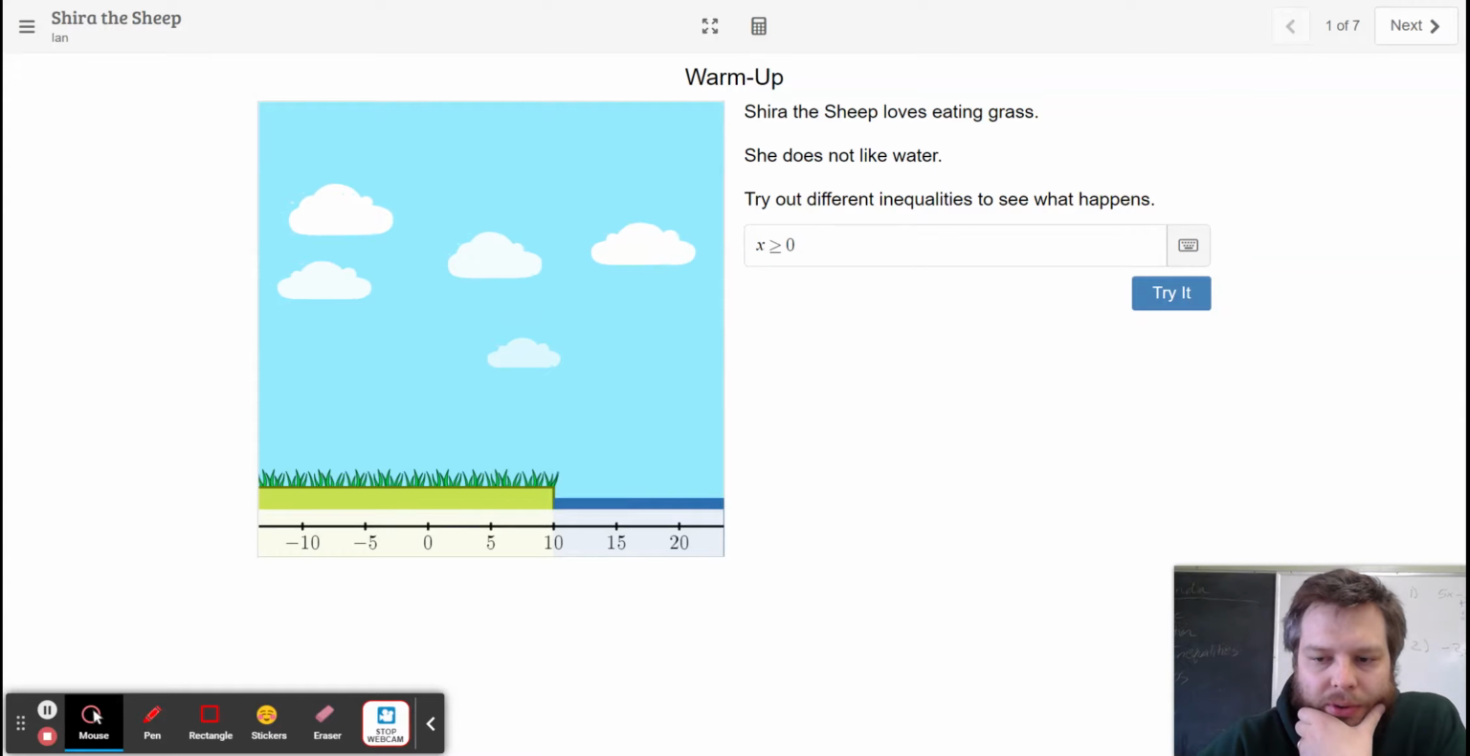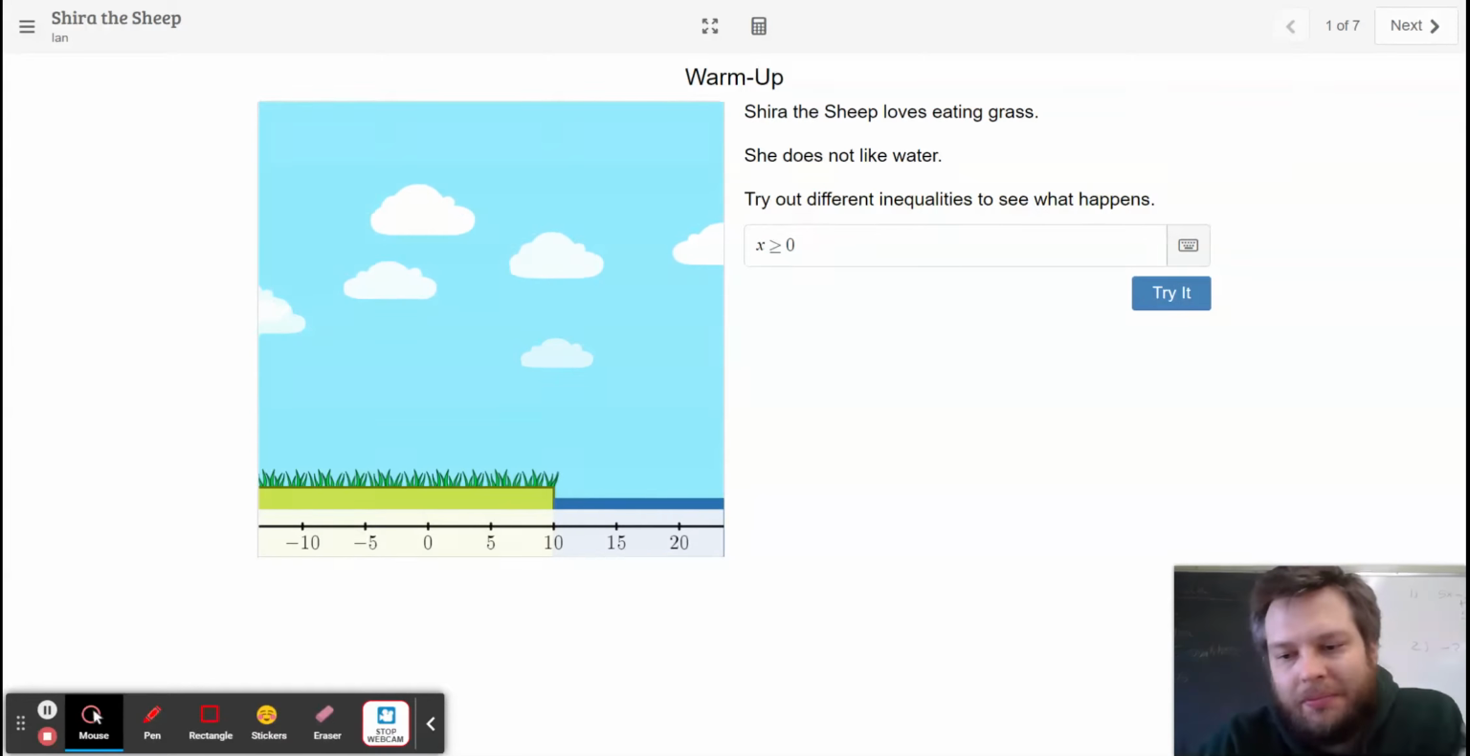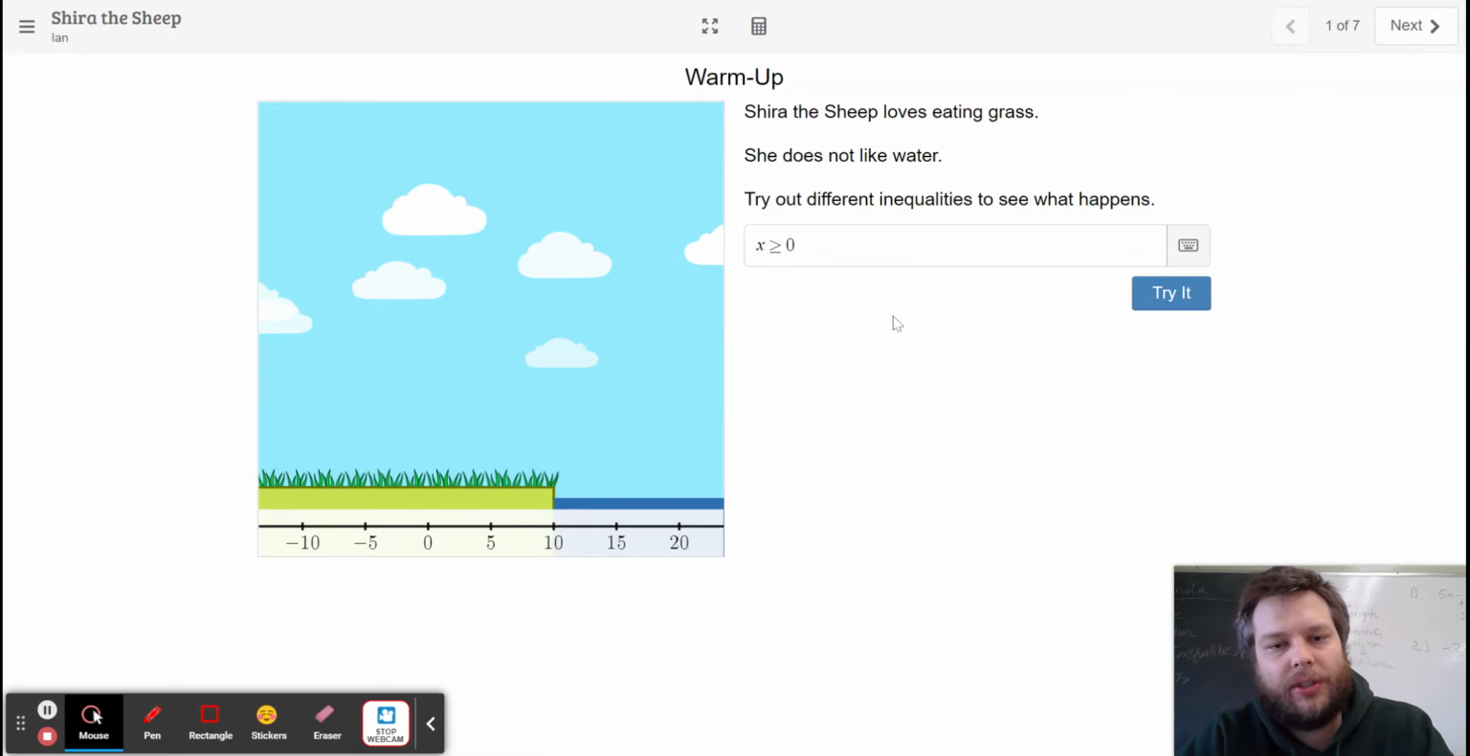This is the wonderful activity, Shira the Sheep. This is a great activity for understanding inequalities. Please try to understand how the inequality tells Shira to eat what she eats, or he, or they. I don't know what Shira is.